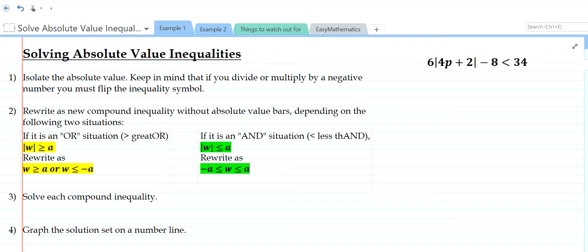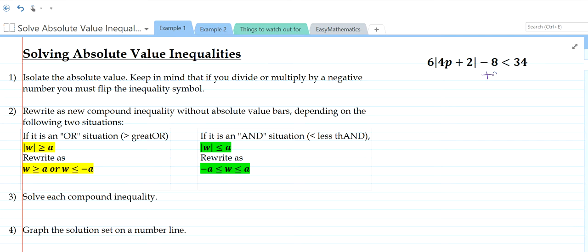Step 1 is to isolate the absolute value by itself. Step 2 is to rewrite as a new compound inequality. Step 3 is to solve that, and then we are pretty much done. So step 1, isolate the absolute value.